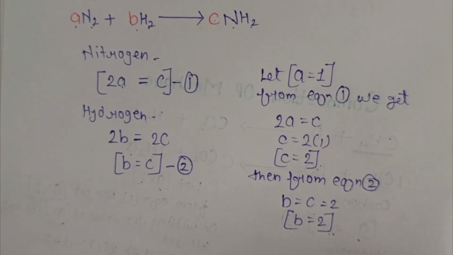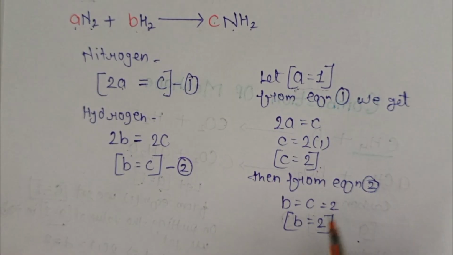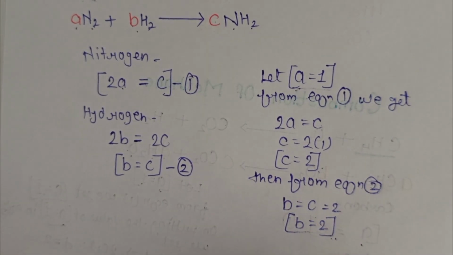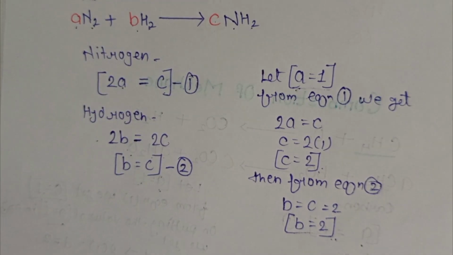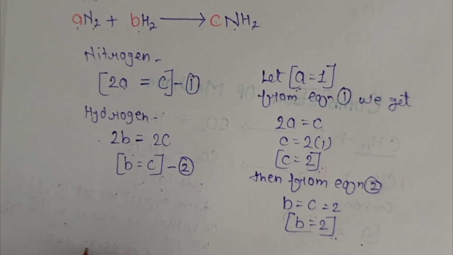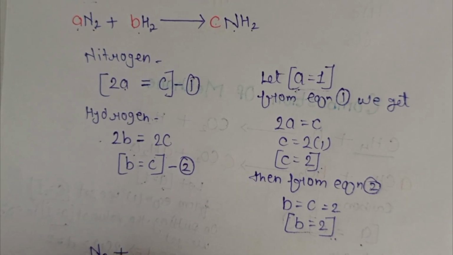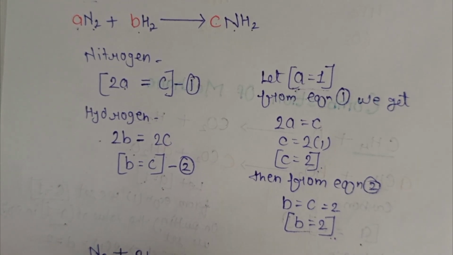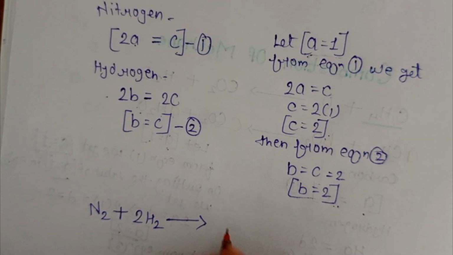Now we have found all the coefficients: a is equal to 1, b is equal to 2, and c is equal to 2. On putting the values of the coefficients in the reaction, we will get N2 plus, at the place of b, we will put 2H2, and on the place of c we will put 2NH3.